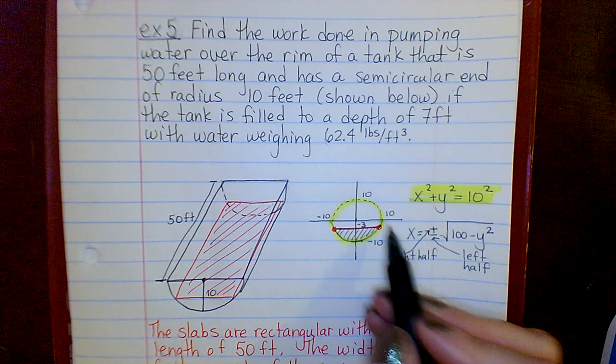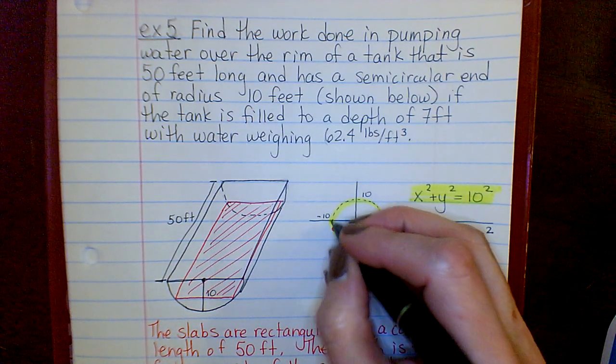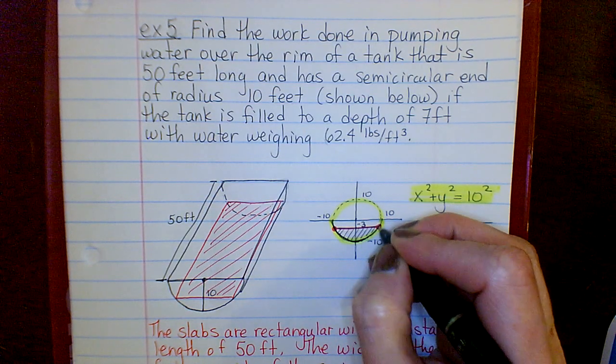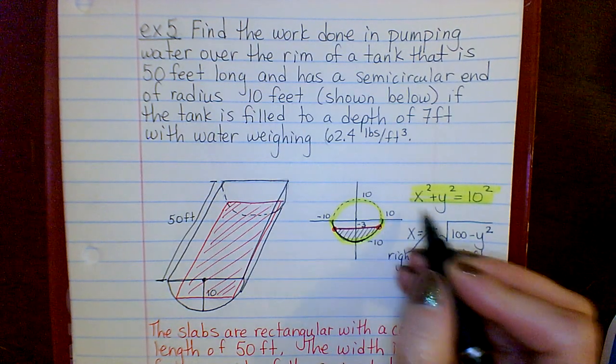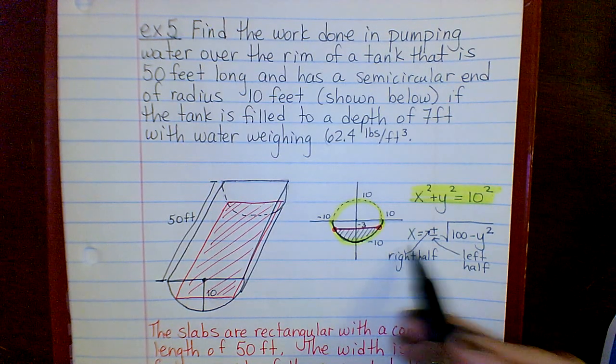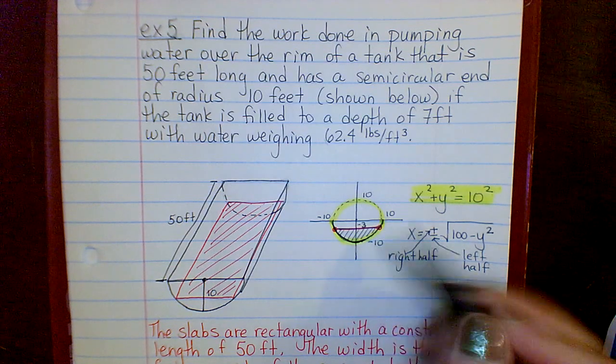So here's what the full circle would look like. Of course, we're only dealing with the semicircle on the bottom. I only did the full circle to show you there's that equation. Once again, I solved it for x. We have the right half and we have the left half. So we got the right half of the circle, we got the left half of the circle.